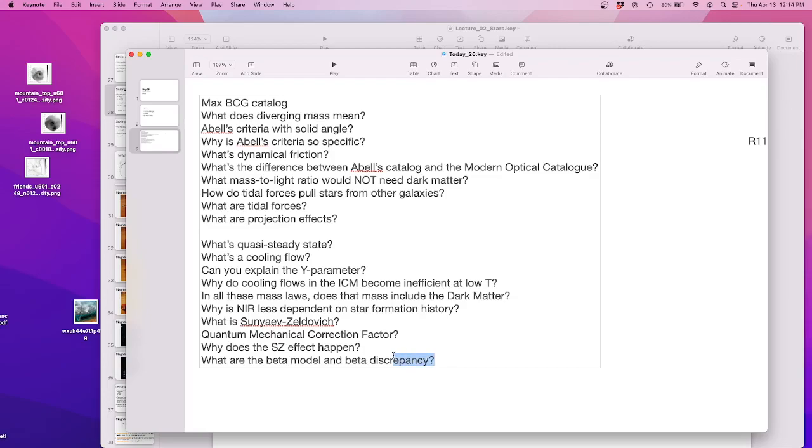And what is the beta model and the beta discrepancy? The beta model is treating things like singular isothermal spheres, which is dodgy, and the discrepancy is that dodginess showing up. Also, dark matter. I'll talk about that in more detail later when I do math too. Okay, I'm going to go through. Does anybody have any questions on the questions?